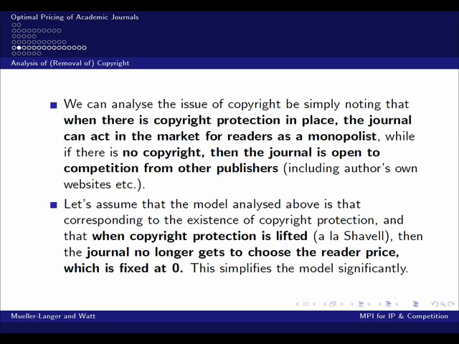We would have to think about that more generally, perhaps as a game between the incumbent and the entrant in the two markets. A monopolist is there, and then another journal enters the market. So what would be the strategic variables to compete with these?